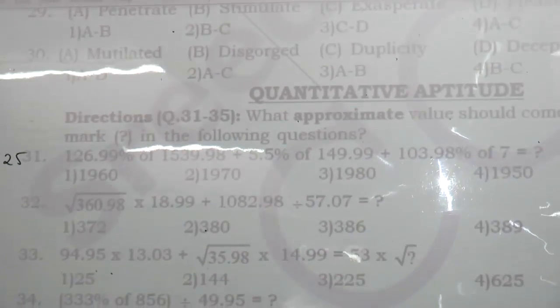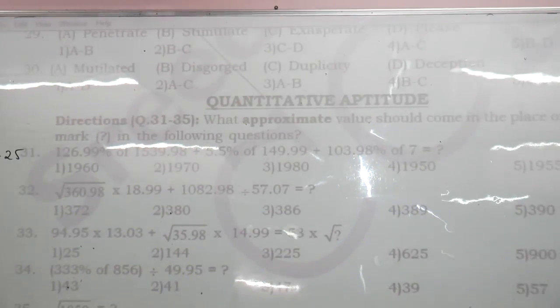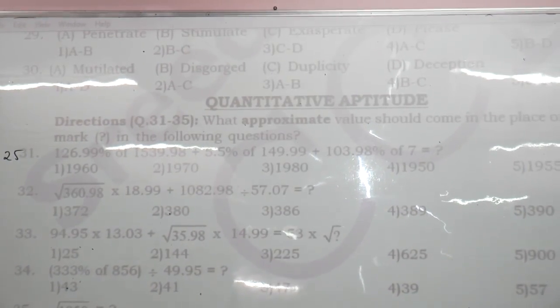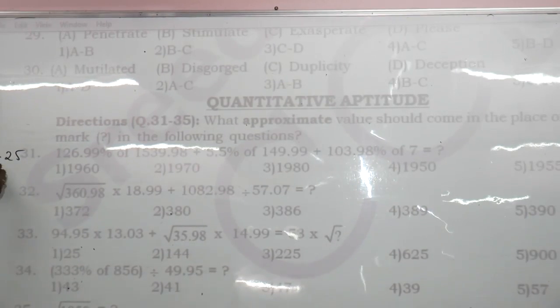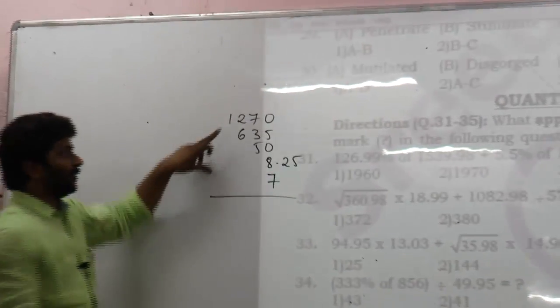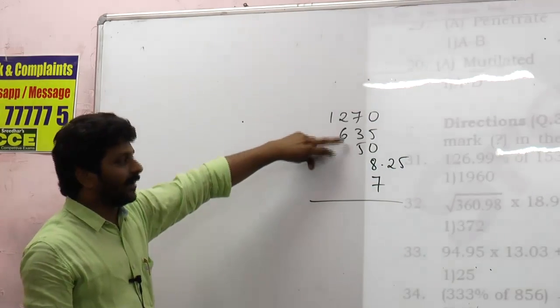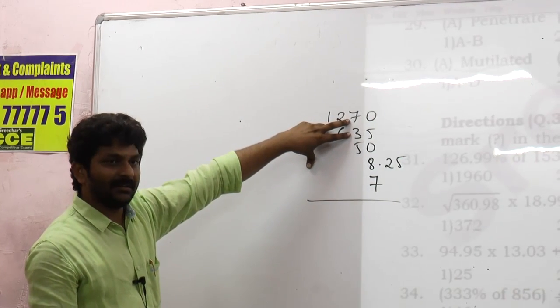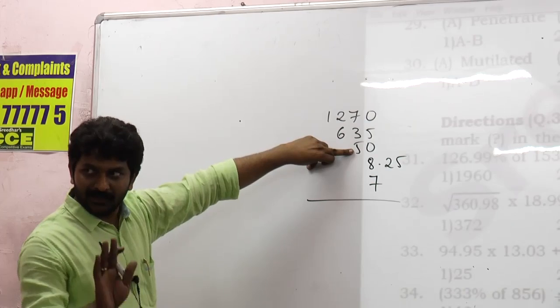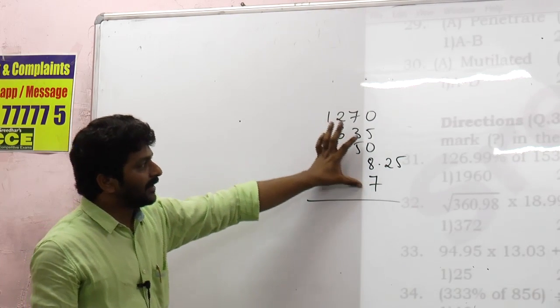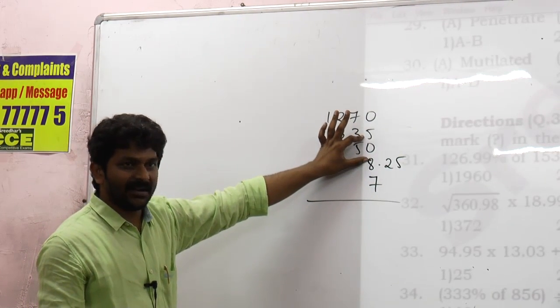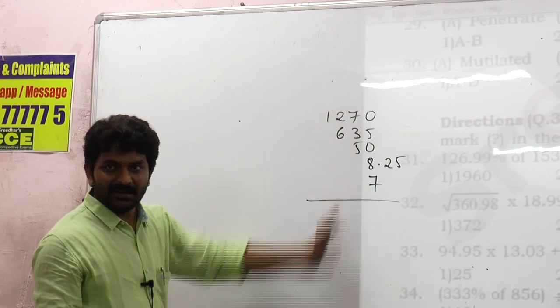104. 100% is 7 only, right? 4% of 7 is very negligible. Need not worry about it. Let's write it as 7. 1200, 1800, 1900, 1900, 50, 60, 70. 1970.